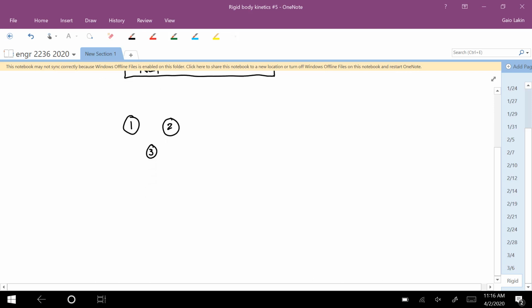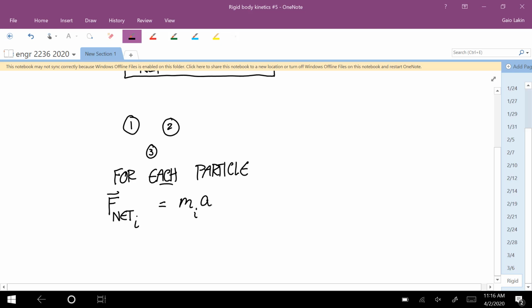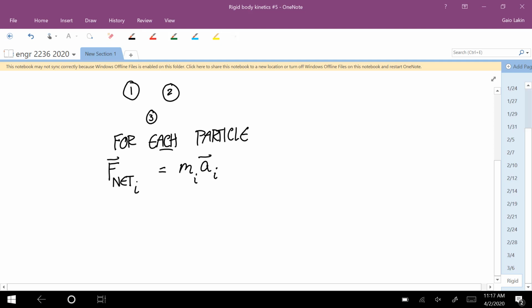All right, so what do we know? Well, we know that for each of these particles, if you add up all the forces on that particle, F net acting on particle i is equal to the mass of particle i times the acceleration of the center of mass of particle i. So that's true of 1, it's true of 2, it's true of 3. Let's see if we can say something about the total force on the whole system and the total acceleration of the whole system.